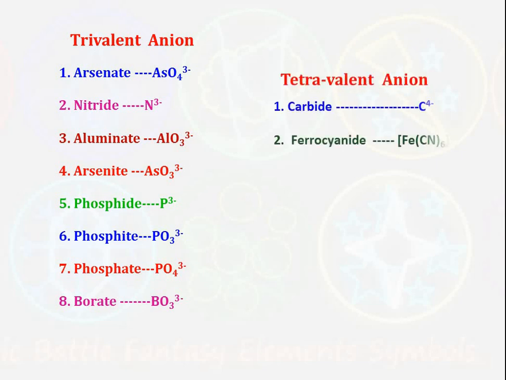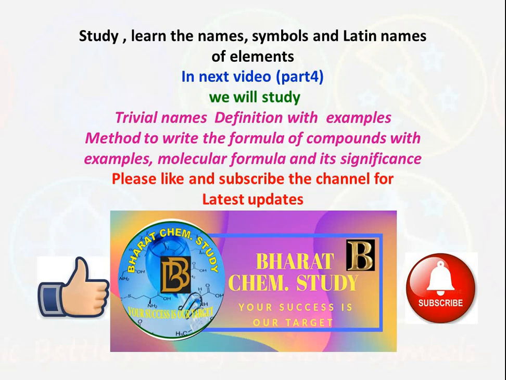Tetravalent anions are also important. Carbide C4 negative charge. Ferrocyanide, that's very important for you also, most of the time in exams. Fe(CN)6, and the whole molecule has charge, the whole compound has charge minus 4. That's very important for you. So these anions are very important for you. Learn these first. Only then will you be able to write the formula correctly. So study, learn the name, symbol, etc. very carefully. Only then will you be able to write the formula.